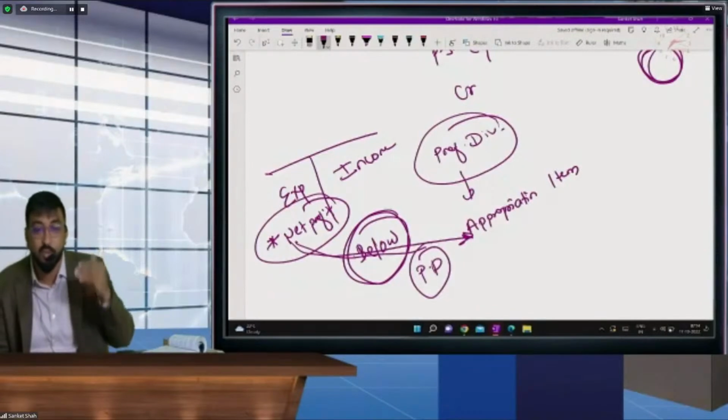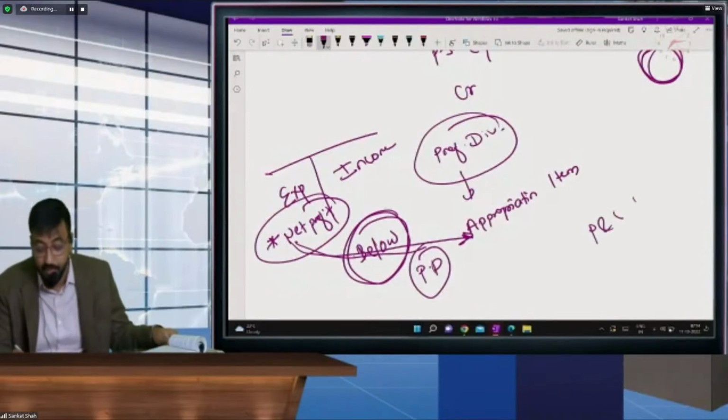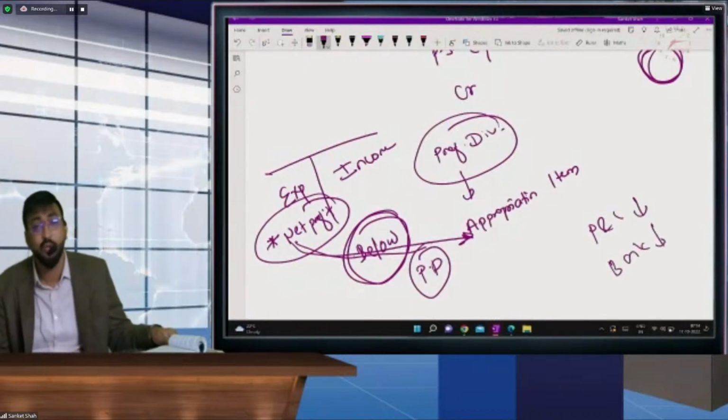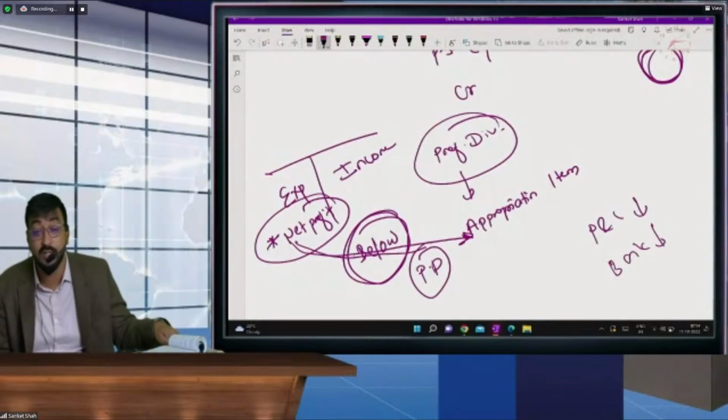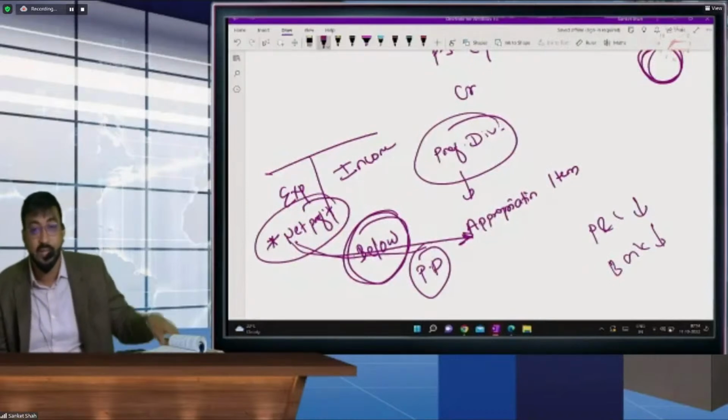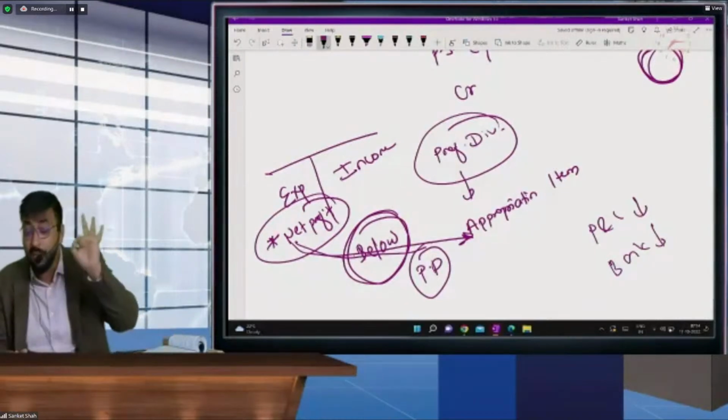Preference dividend means your profit and loss appropriation account or your P&L account is going to reduce, and your bank balance is going to reduce. So it's like equity dividend. We did the dividend entries in the last session. So you are already aware of the dividend entries: your P&L balance is going to decrease and your bank balance is going to decrease.